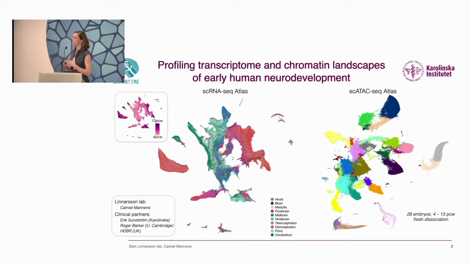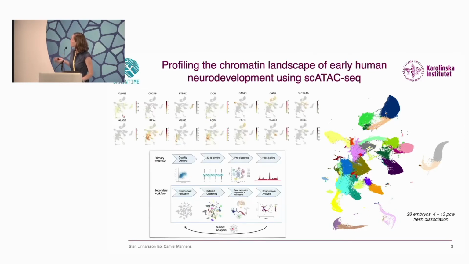And so they have been generating these two very large comprehensive atlases. In particular, I want to point out Camille Mannens from his group. This spans the time points from 4 to 13 weeks post-conception and incorporates all regions of the human brain. This is all still unpublished and analysis is still ongoing, but I just want to show a little bit.